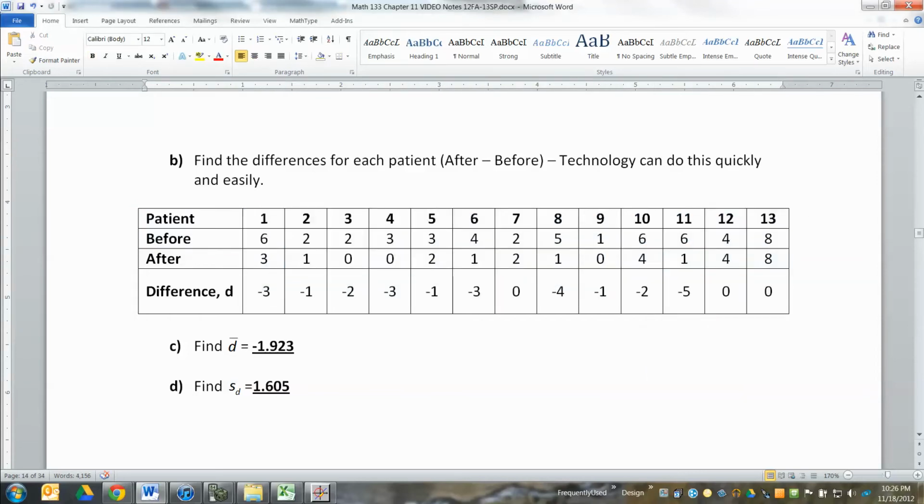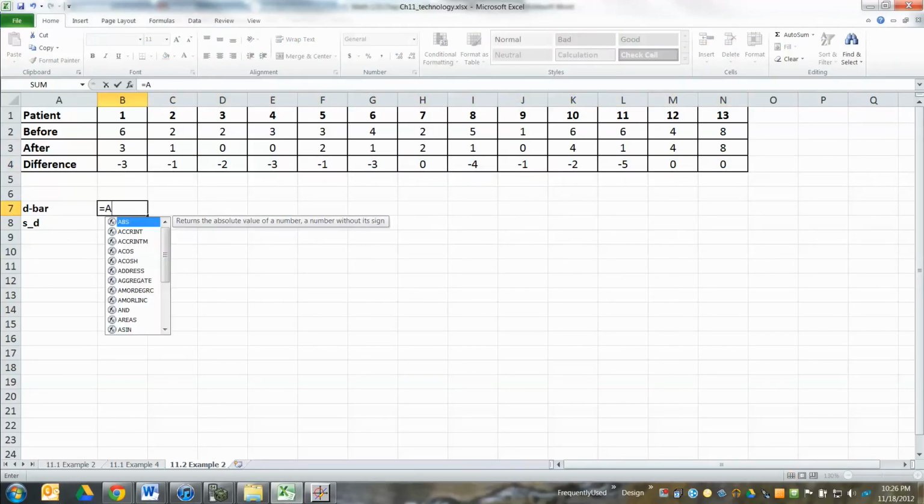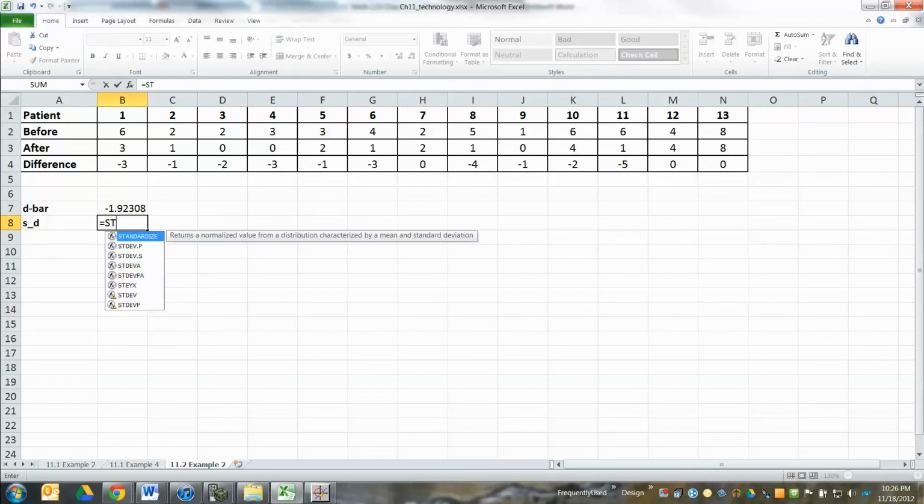There we go. Okay, so I obviously already found them, but you're going to find them. And we already know how to do this. To find the average, the mean, you just take the average of those values. There's your d bar. Standard deviation is STDEV.